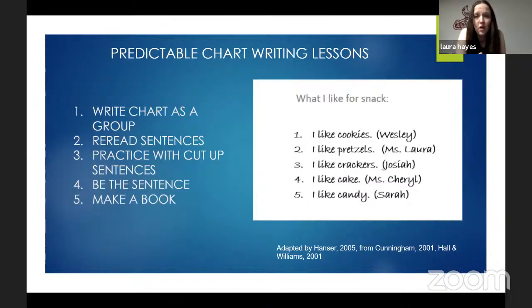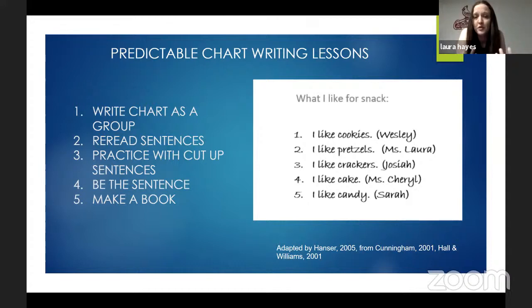What does it look like? On the first day, you're going to write a chart as a group. You can see an example, what I like for snack, what you would write as a group. Each person writes their own sentence. On day 2, you would reread those sentences. On day 3, you physically practice with cutting up the sentences and manipulating them.